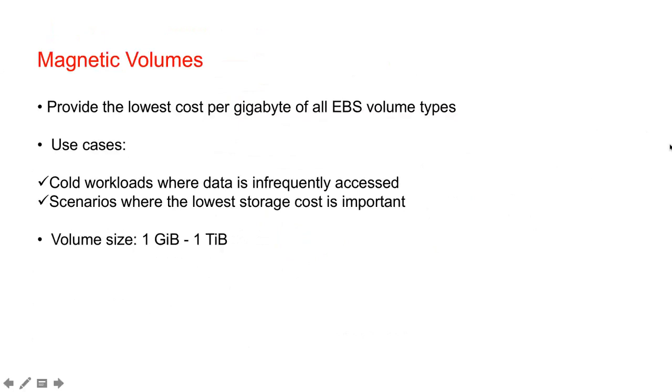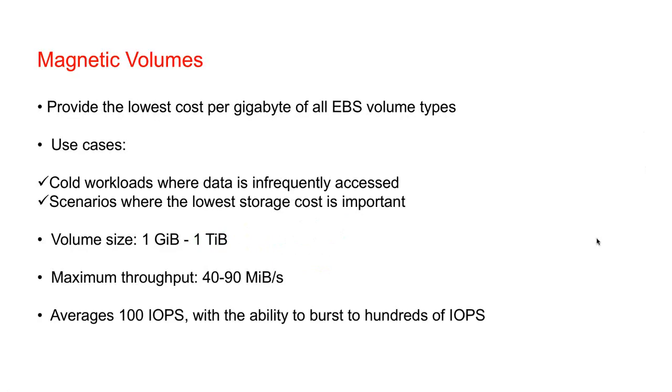The volume size is between 1 gigabyte to 1 terabyte. Now there's a correction: it is 16 terabytes now. Previously you could create magnetic volumes only up to 1 terabyte, but now it's 16 terabytes. The maximum throughput you get is only between 40 to 90 MB per second, and you get only an average of 100 IOPS with the ability to burst to hundreds of IOPS. So you can't expect any consistent or best performance out of it. It is purely for archiving or for cold workloads where the data is not frequently accessed.